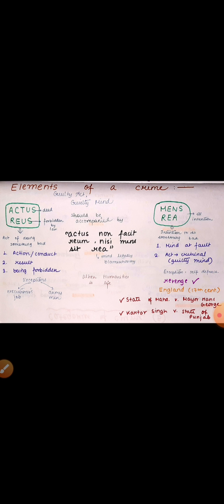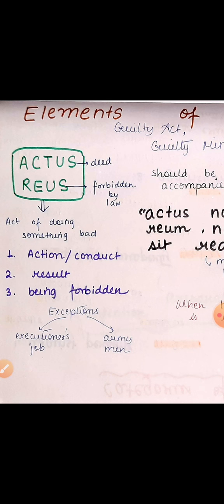I should have the intention to do something bad, and only then can my action be termed a wrongful act. Now, the wrongful act or the guilty act is formally known as actus reus in legal parlance. Actus means a deed, an action or a conduct, and reus means it's forbidden by law. I hope you can see it. I will enlarge the screen for your benefit.